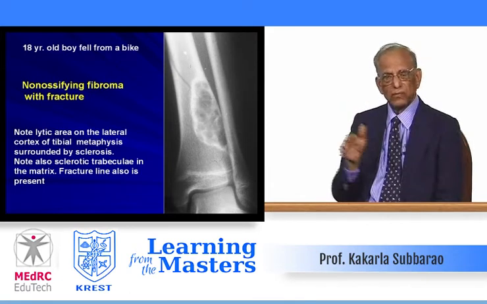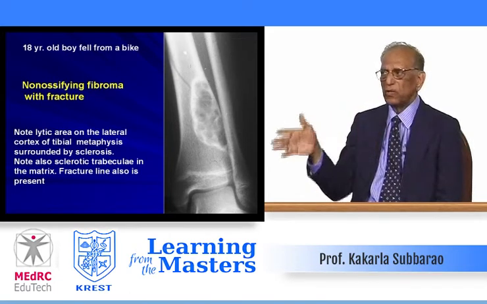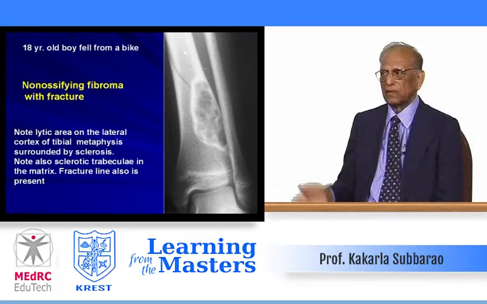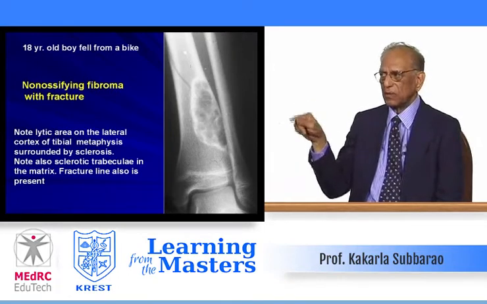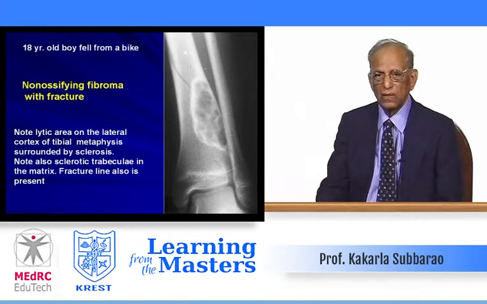Healing occurs from the periphery to the center. Eventually, the whole thing may be dense and sclerotic. Trabeculae are sclerotic in the matrix, classical of a non-ossifying fibroma. No other differential diagnosis, frankly.